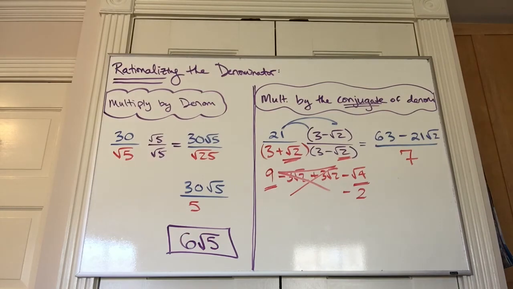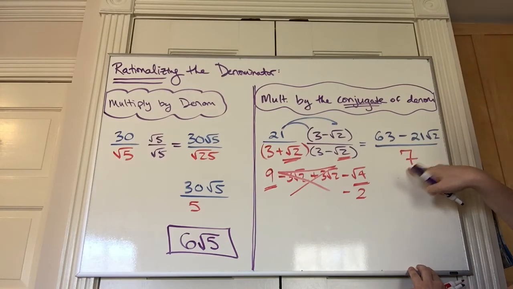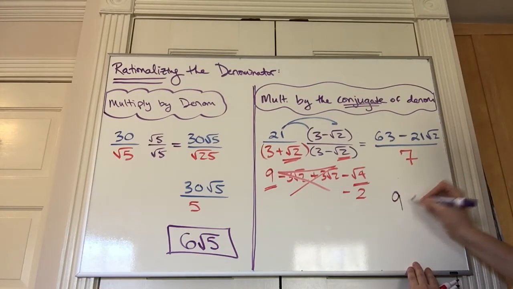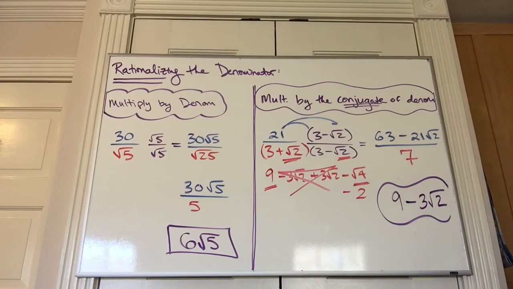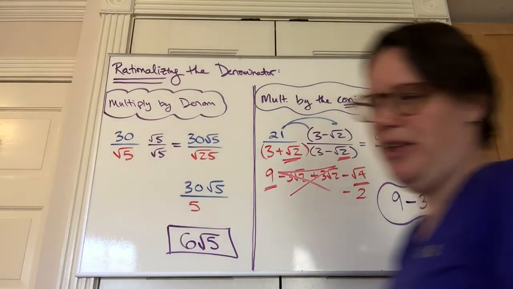Then this has become a problem I can actually do because you are allowed to divide everything on the top by the bottom. 63 divided by 7 is 9. Negative 21 root 2 divided by 7 is minus 3 times the square root of 2. So I was allowed to do the division problem because I had rationalized the denominator.